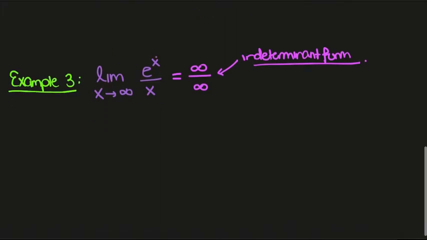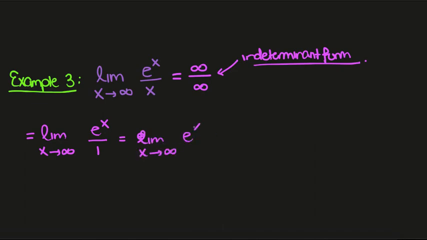So L'Hopital's rule says that we can just differentiate the top and differentiate the bottom and then calculate the limit. So the derivative of e to the x is e to the x, and the derivative of x is 1. So this is just the limit as x tends towards infinity of e to the x, but that is infinity. So in this case, the indeterminate form is equal to infinity.